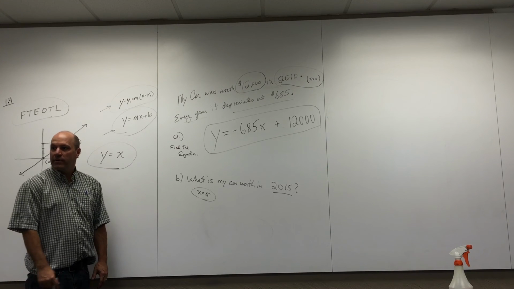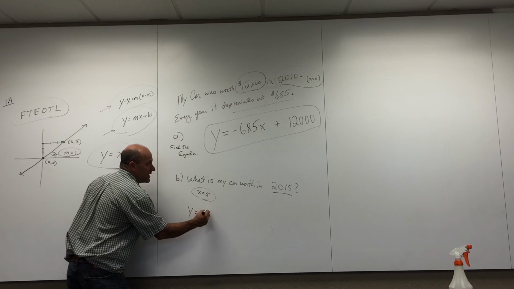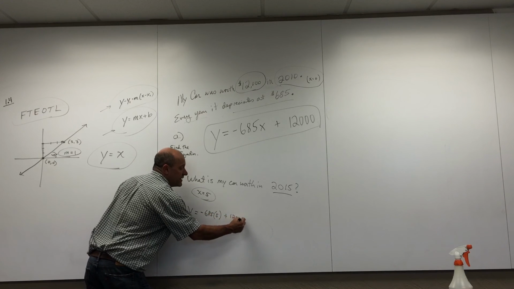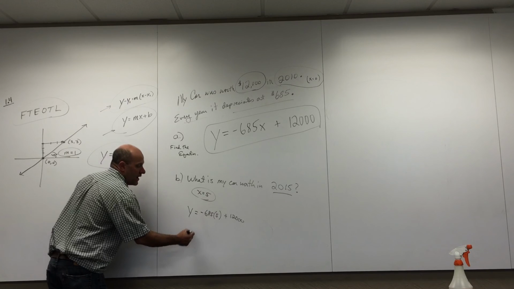Again, a calculator would help, but I am plugging in a 5 for x. Negative 685 times 5 plus the 12,000. I mean, it's decreased in value.